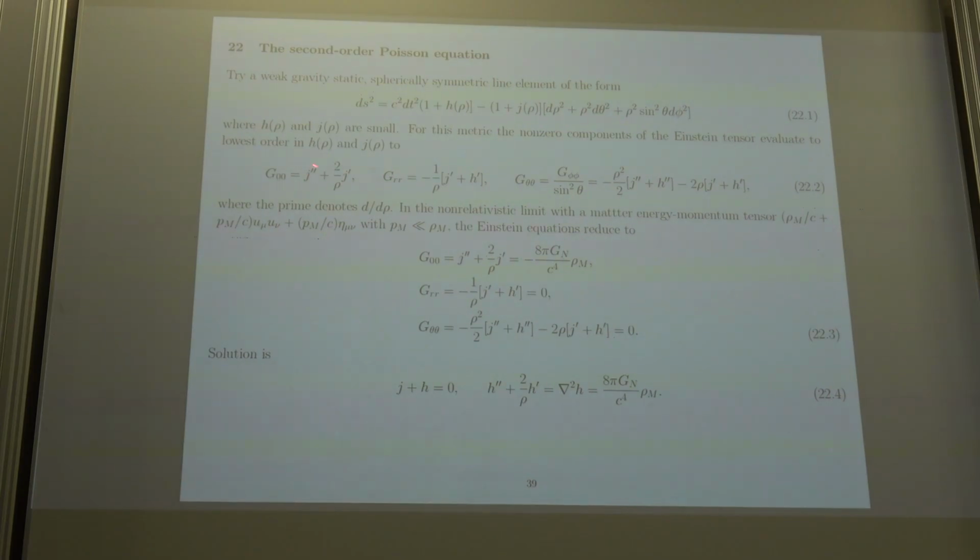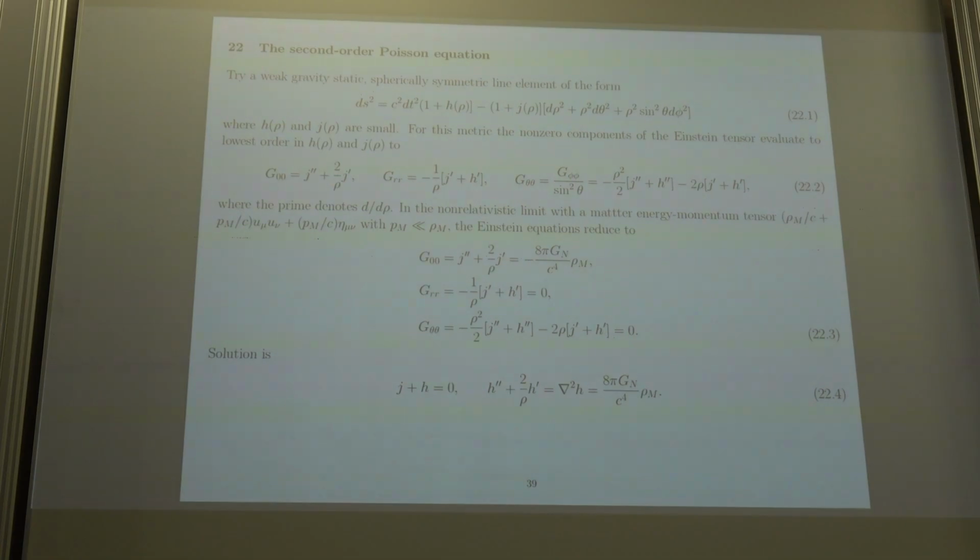So j double prime plus 2 over rho j prime, and so on. The three terms are 0 0, r r, theta theta, and it's equal to phi over sine squared theta. That is because spherical symmetry about a point has 3 Killing vectors, and so there is some symmetry left. There are all the isotropies, so 3 isotropies. Okay. Now, we can write that out and calculate the Einstein tensor.